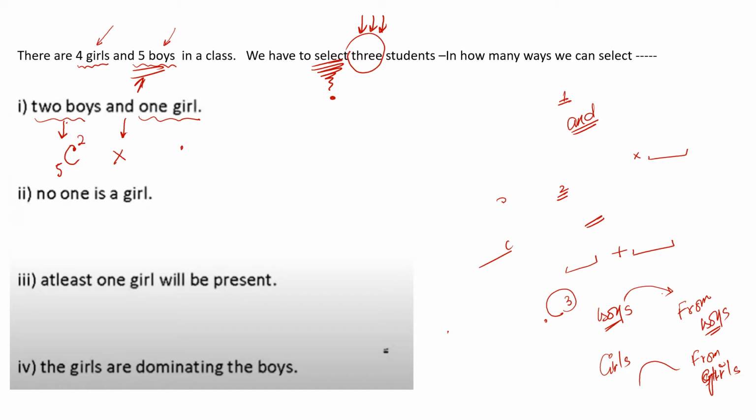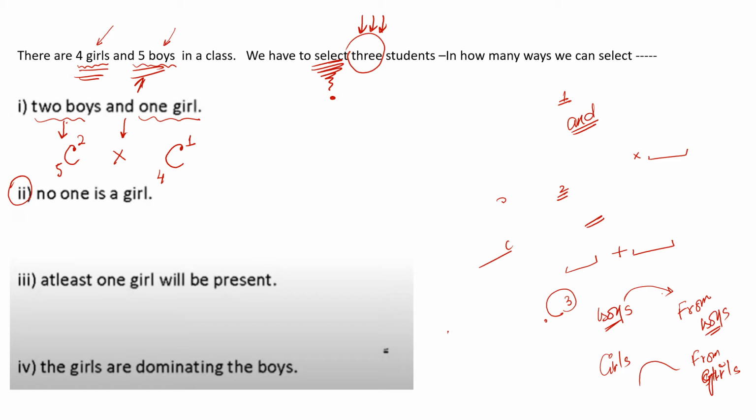1 girl. Again, you are selecting, so you will use the combination. You have to select 1 girl. 1 girl will be my favorable outcome, that is 1. But out of how many girls? In my question, it is written there are a total of 4 girls. So if this is understood, then you can easily do the second question. Pause the video and do it.